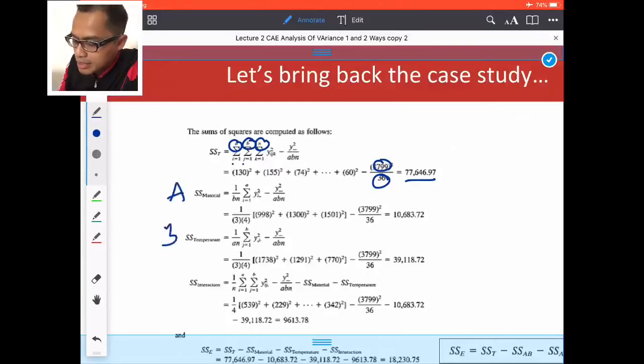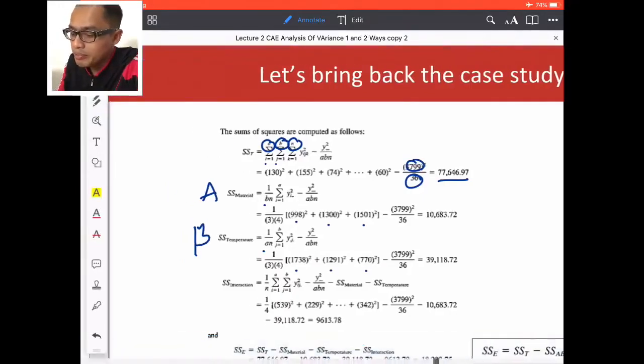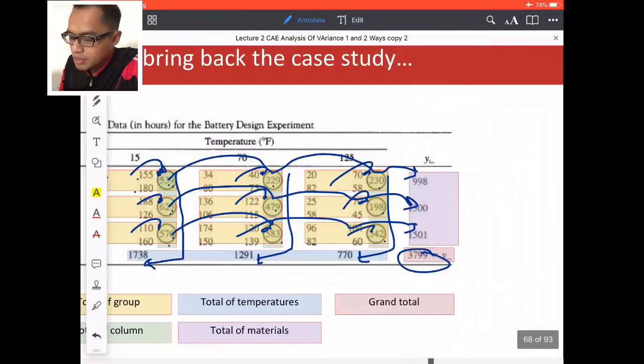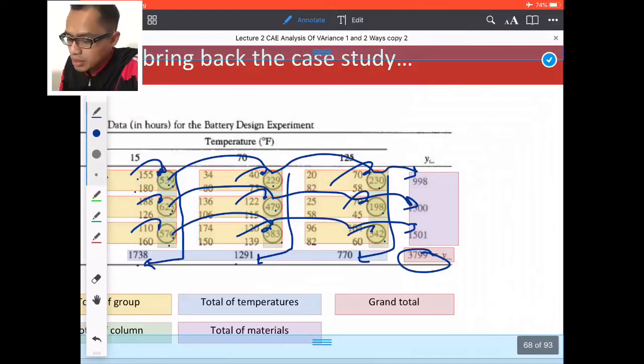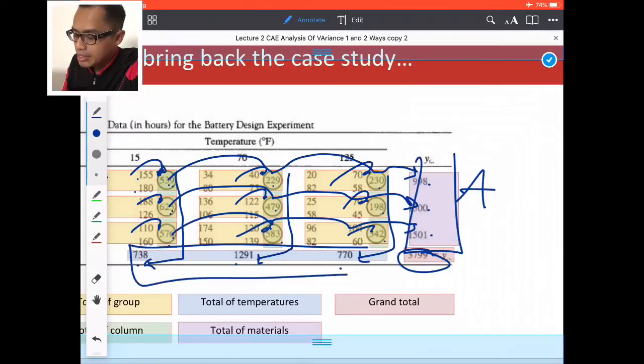Let me zoom out. This is A, this is B. Right, for AB, you can see here inside here is B and this one is A. So importantly, you must follow this equation, right? So this is 998, 1300, and 1501. This one is 1738, 1291, and 770. Where do we get this from? From this. You can see that all these columns, you square them. This one is for A, and this one is for B, the temperature.